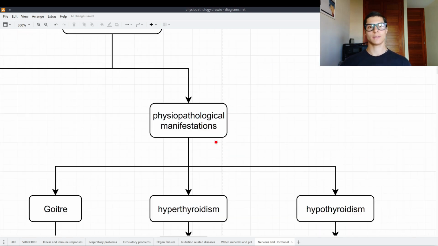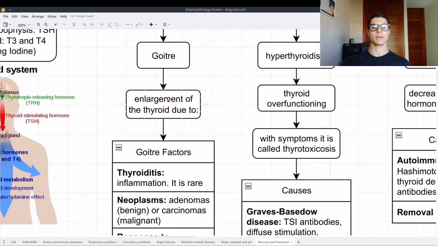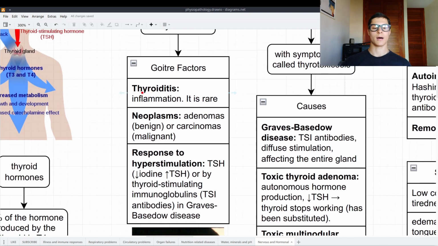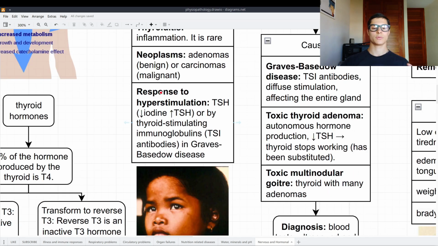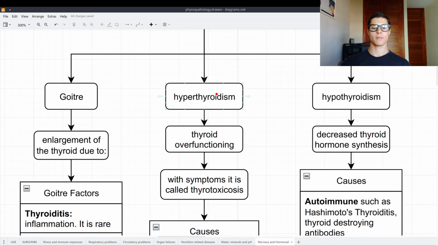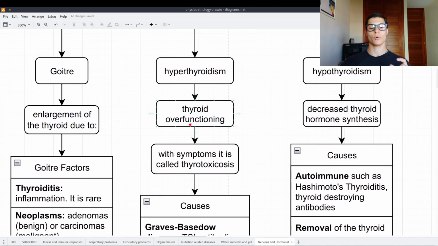So now let's take a look at the physiopathological manifestations. So we have the goiter here, which is an enlargement of the thyroid due to thyroiditis, inflammation of the thyroid, which is rare, neoplasms, for example adenomas or carcinomas, and the response to hyperstimulation, the TSH here. When there is low iodine, we increase the TSH to hyperstimulate the thyroid indeed. Or also by thyroid-stimulating immunoglobulins, the TSI antibodies, in the Graves-Basedow disease. This is the goiter.